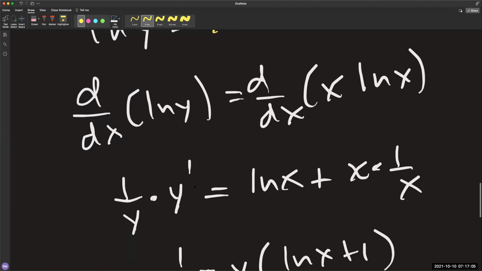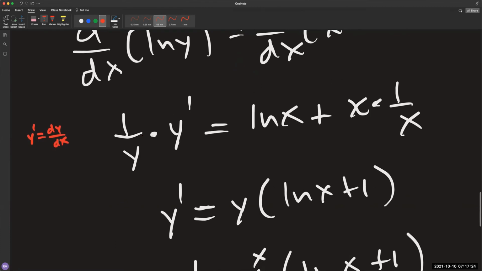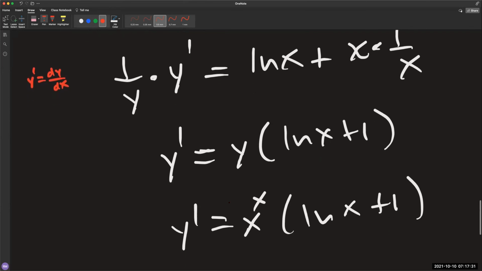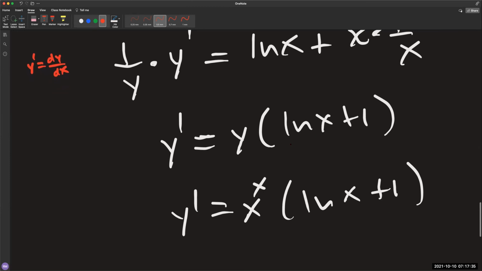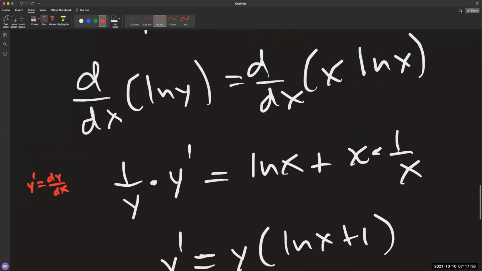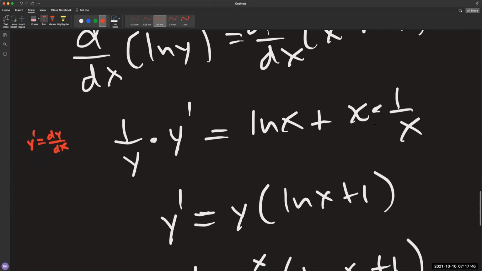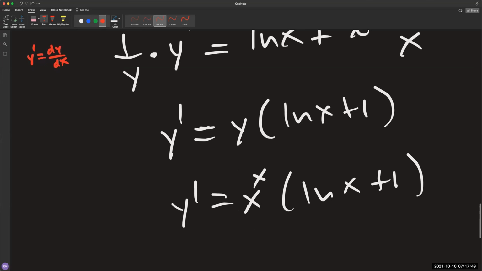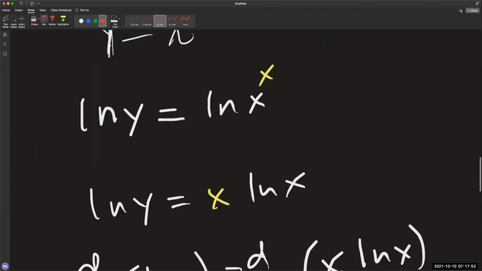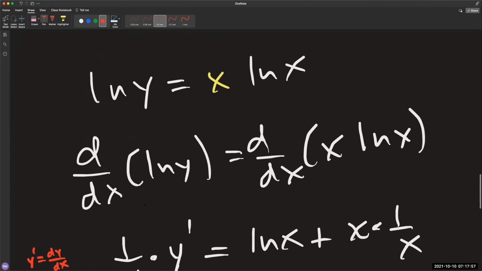You get 1 over y times y prime. I like to write y prime for dy dx, it's easier for my algebra. I'm looking for dy dx, so I'm trying to solve for that. I push the y back over here, and now you have y prime equals y times the natural log of x plus 1. When we did this derivative, the derivative of x is 1 times natural log of x, plus x times the derivative of natural log of x, which turns into 1. Then instead of y, I have a value for y: y was x to the power of x. And so we end up with your final answer.